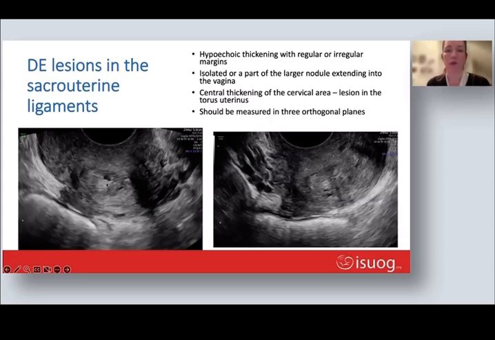If we have endometriosis lesions in the sacrouterine ligaments, they appear as a hypoechoic thickening with regular or irregular margins. It can also be isolated or a part of a larger nodule, extending into the vagina or attached to the bowel. And these lesions should also be measured in 3 orthogonal diameters.